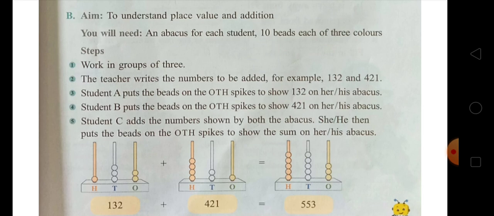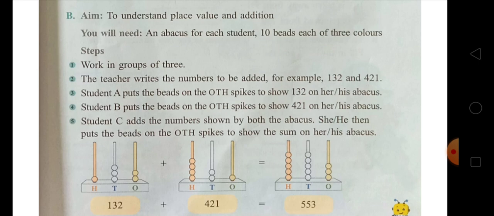In the first abacus there is 132, so in the ones place there is 2, so there will be 2 beads. In the tens place there is 3, so there will be 3 beads. And in the hundreds place there is 1, so 1 bead. After that 421, you have to add 132 and 421, so 132 plus 421. In 421, in the ones place there is 1, so 1 bead. In the tens place there is 2, so 2 beads, and in the hundreds place there are 4 beads, so there will be 4 beads on the hundreds spike.